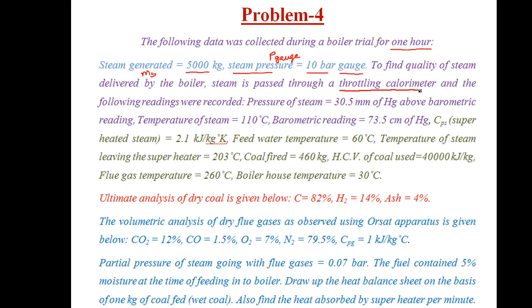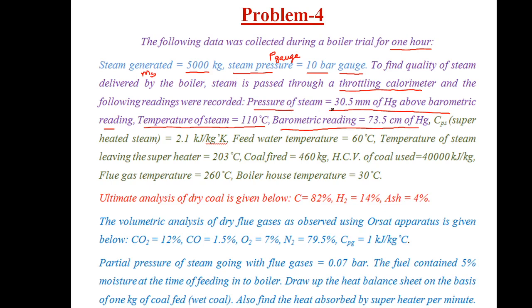Again, in order to know the quality, the dryness fraction of a steam that is initially wet, it is passed through a throttling calorimeter and the following readings were recorded. The pressure of steam is 30.5 mm of Hg above barometric reading, the temperature of steam is 110 degrees Celsius and the barometric reading is 73.5 centimeters of Hg. These are the properties of steam after throttling.